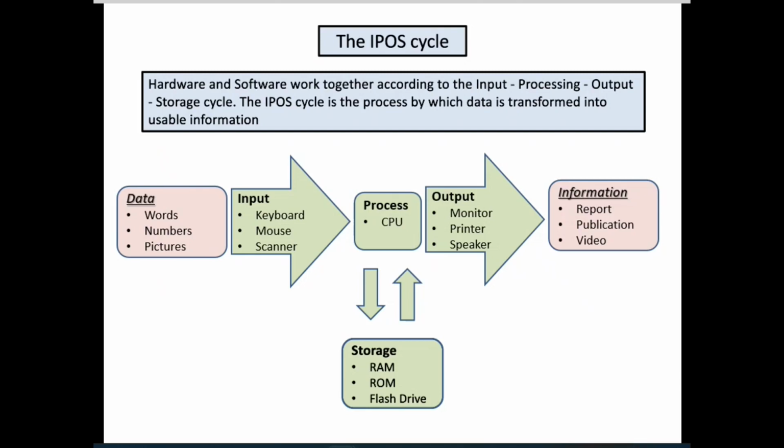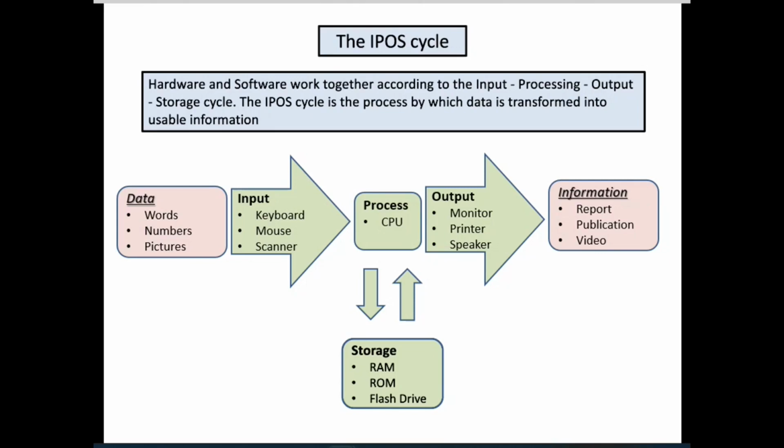Okay, then a thing that I can guarantee you will be in the exam. I guarantee you it is in your assignment 3 as well. Not that I've seen your assignment 3 yet. Okay, so this is the IPOS cycle. And in IPOS, the I is for input, the P is for process, the O is for output, and the S is for storage. And there is a cycle here. Okay, and what it means is the hardware and the software works together according to this cycle. It is the process by which data is transformed into usable information.